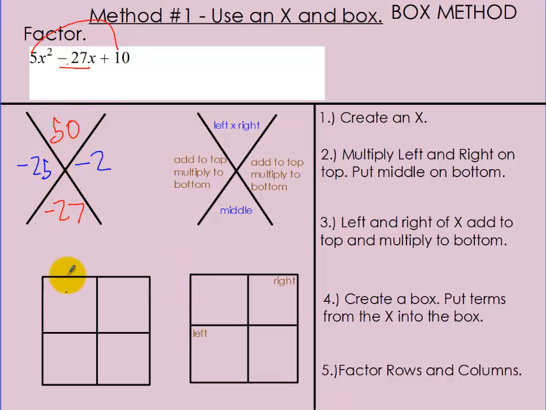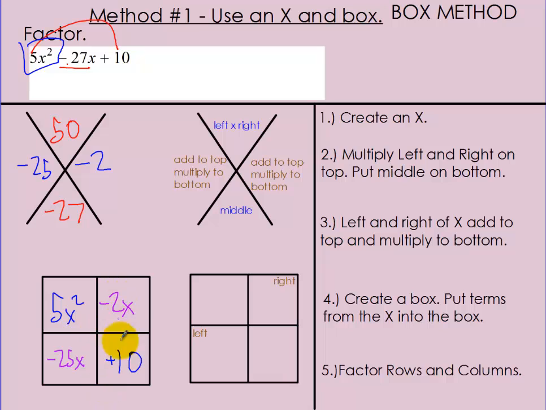All right, now I'm going to create that box. I'm going to put that 5x squared in the top left of this box, so 5x squared. And put the positive 10 on the bottom right. Now in these two, I'm splitting up the two middle numbers, left and right of my x. So I'm going to put negative 25x and negative 2x.